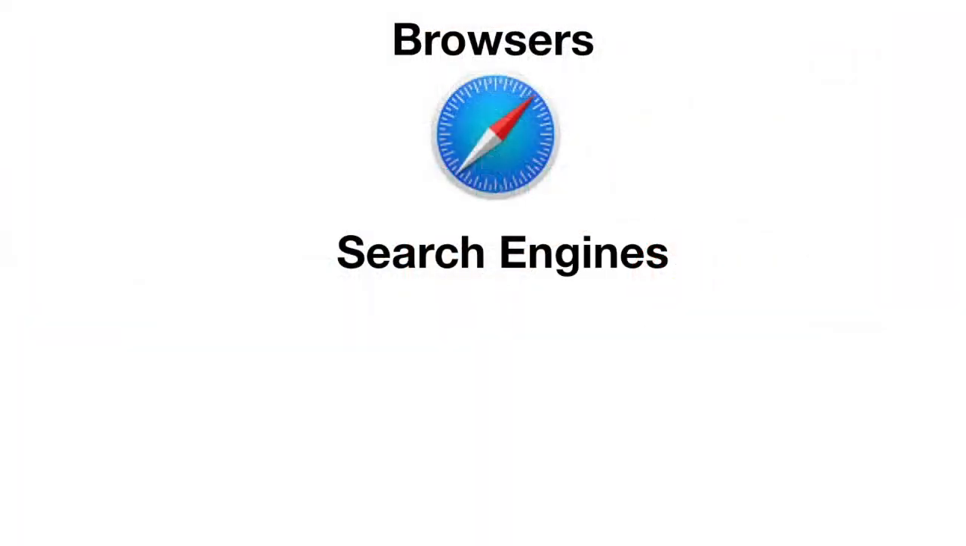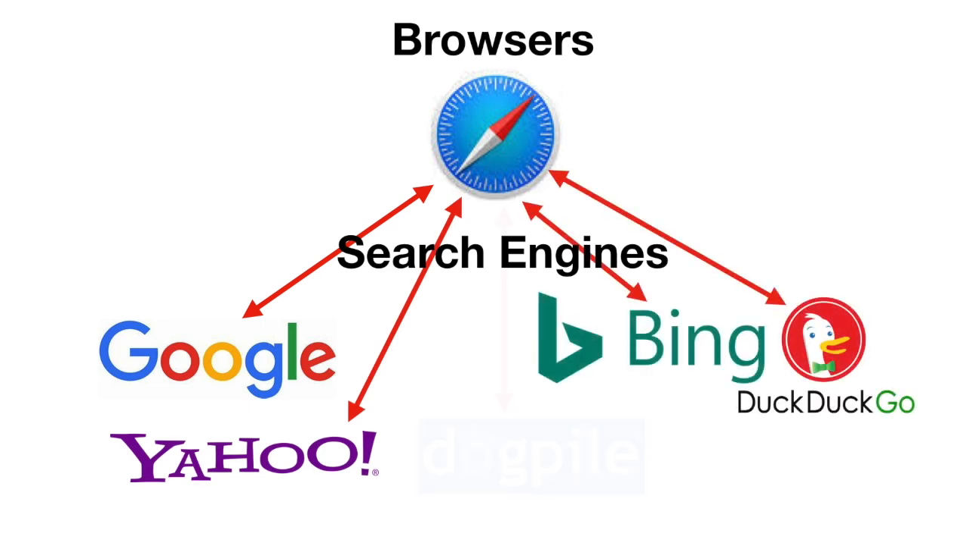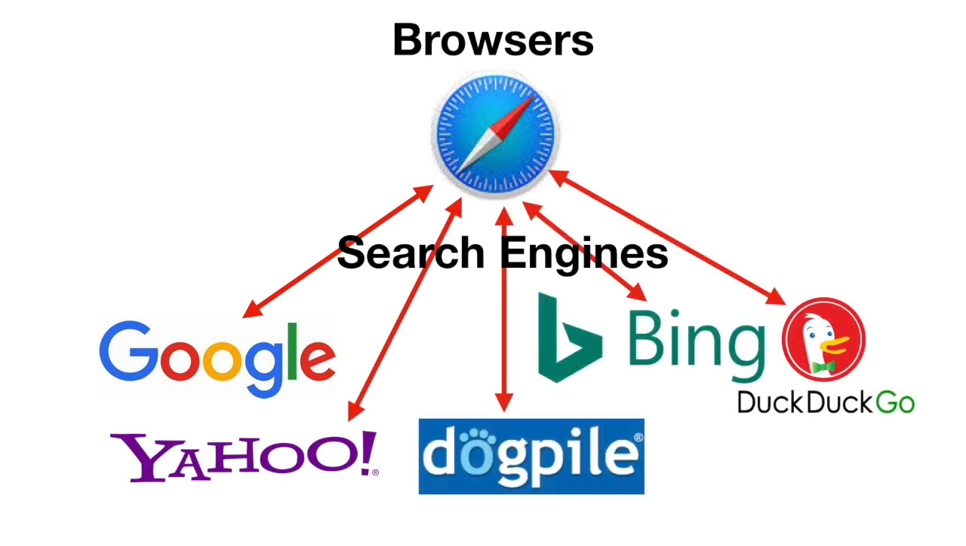We can mix and match search engines with browsers. For example, if we have a Safari browser, we can have Google, Yahoo, Bing, DuckDuckGo, Dogpile, or any other search engine as our search engine. Similarly, if we have Microsoft Edge or any other browser as our browser of choice, we can use any of the search engines. We can have more than one browser on our computer, though it's wise not to have a lot of them, probably 2 or 3 at the most.